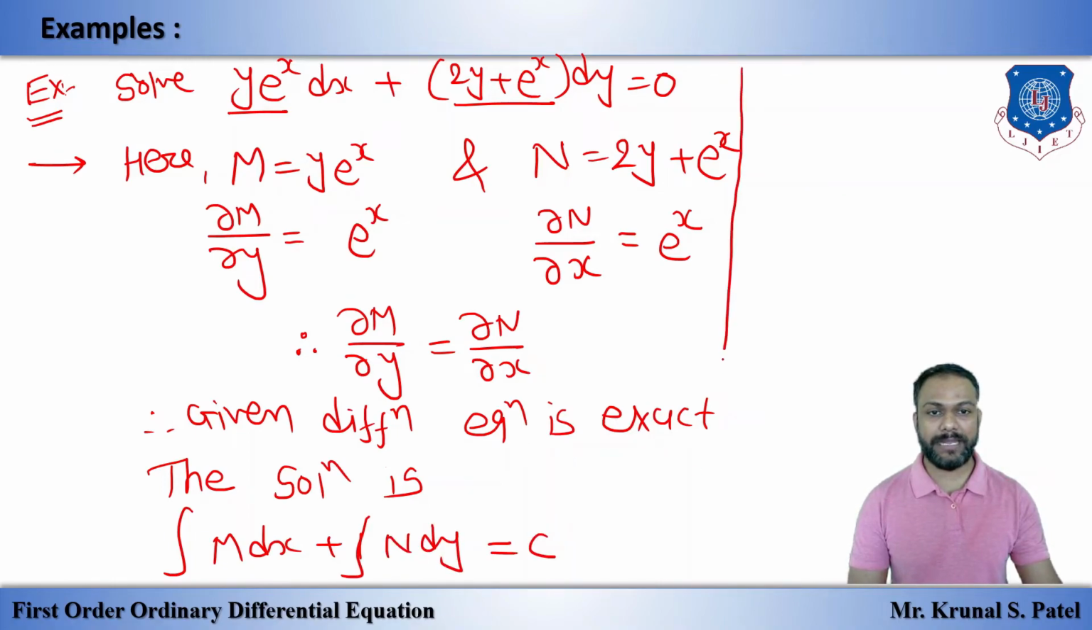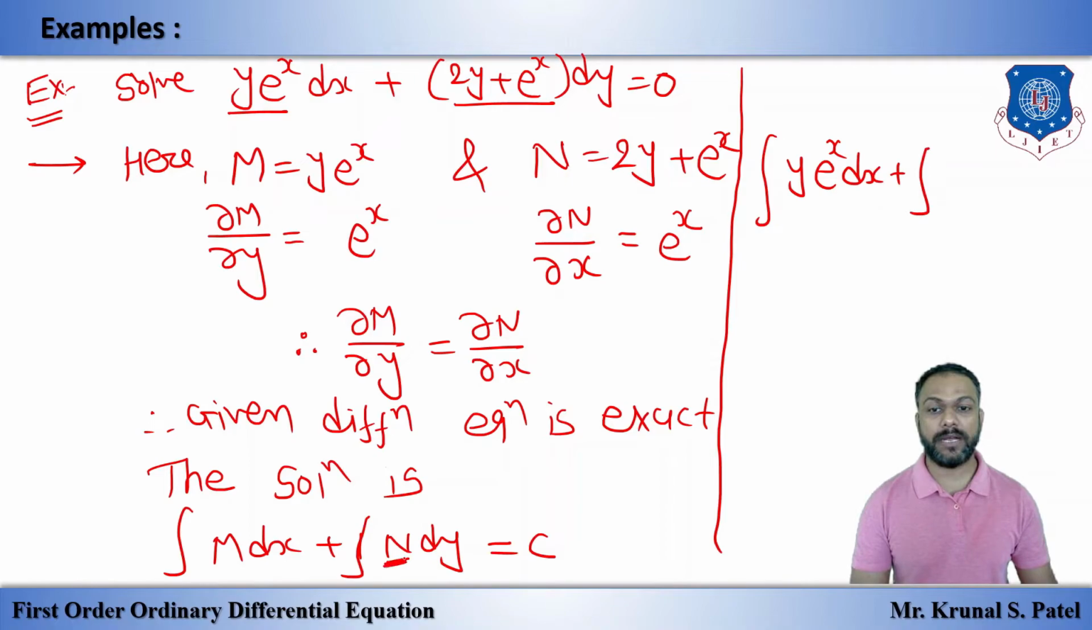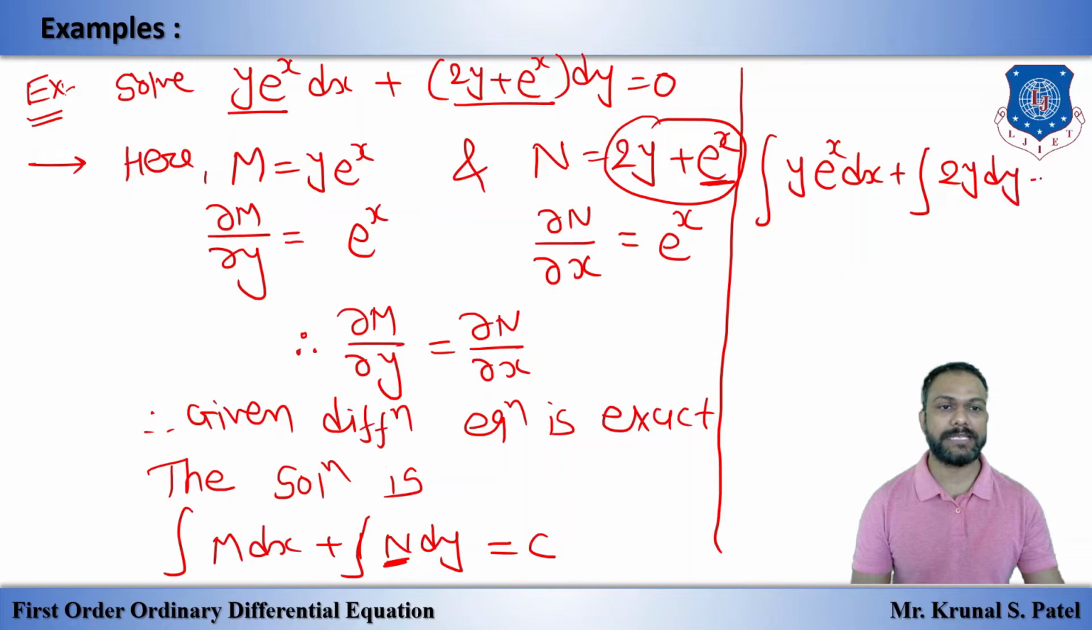Now, whenever we are integrating this, I told you we will take the entire M, but we will treat y as a constant. But whenever we are taking N, we'll take the term free from x. So this is our N, and we'll take the term free from x. That means we will not take this, we'll take only 2y. So we have 2y dy is equal to c.